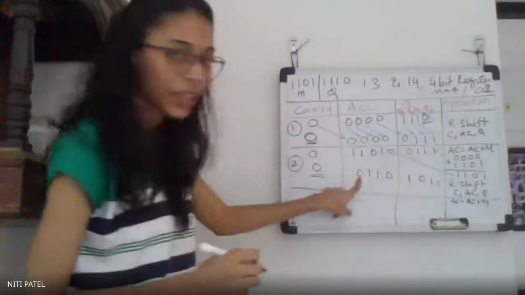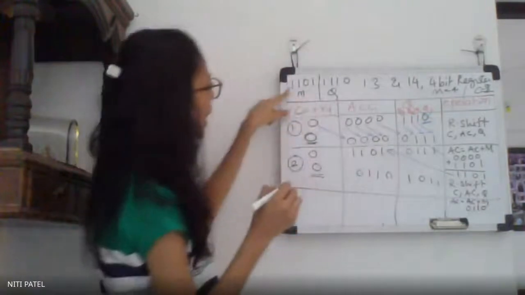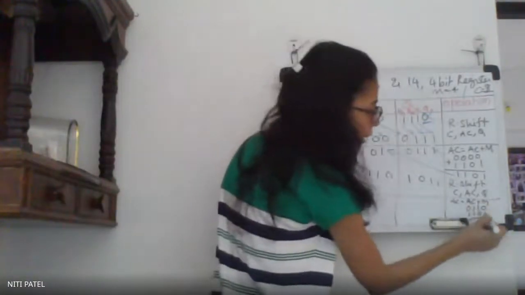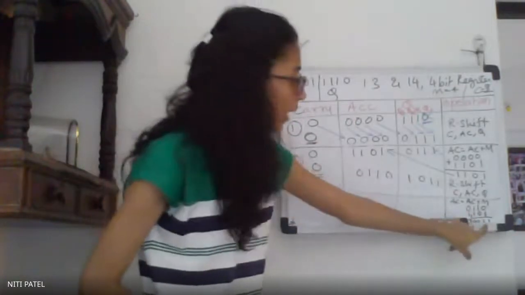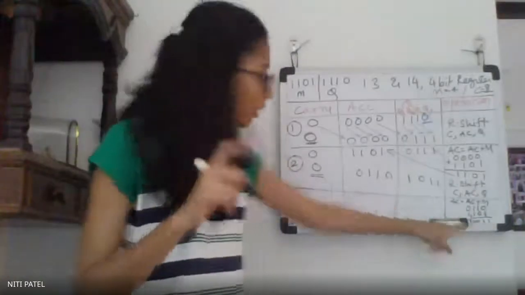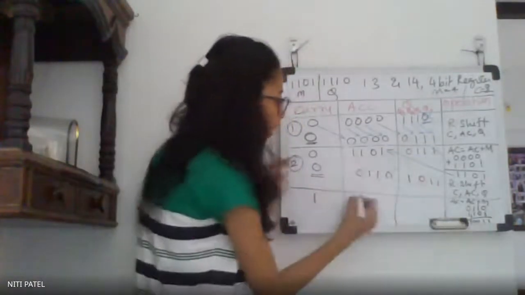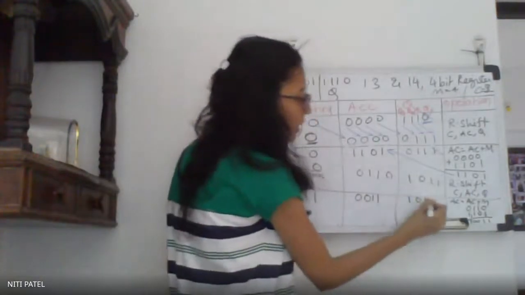What is my AC? 0110. So write 0110. What is my M? 1101. Add them. What do I get? 0 plus 1, 1; 1 plus 1, 0 carry 1. What do I get? 0011 with a carry 1. Yes or no? Yes, ma'am. So where will I write that carry 1? I will write it inside the carry. Where will I write 0011? I will write it into new AC. And I will copy this Q as it is.